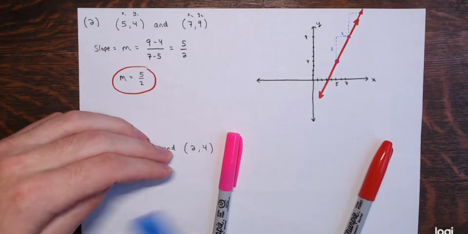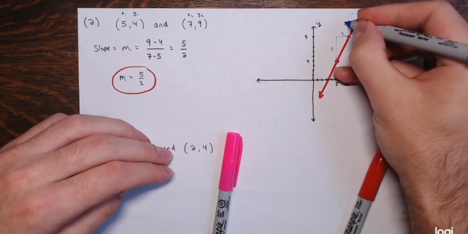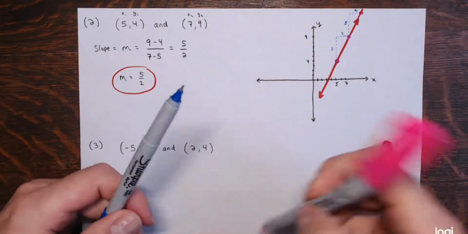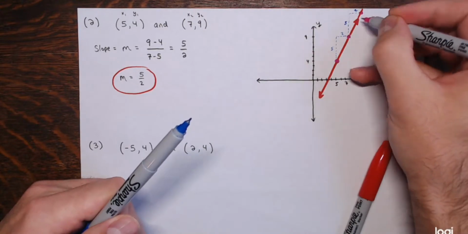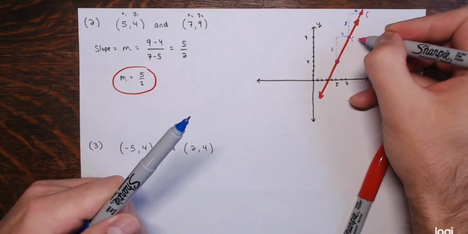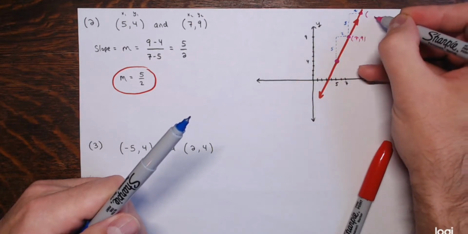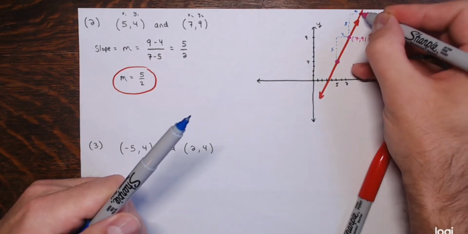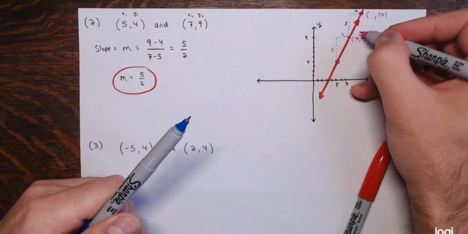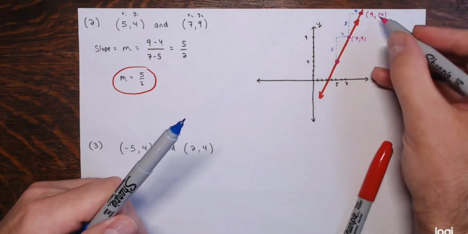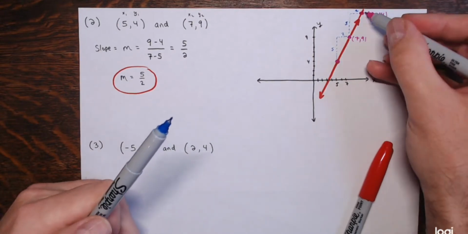If that was again up 5, right 2, this other point, if I increase the y coordinate, this is the point 7, 9 here. If I increase the y coordinate by 5, that'll have a y coordinate of 14. And then I'm increasing the x coordinate by 2, so that'll be 9. The point 9, 14 would also be on this line.